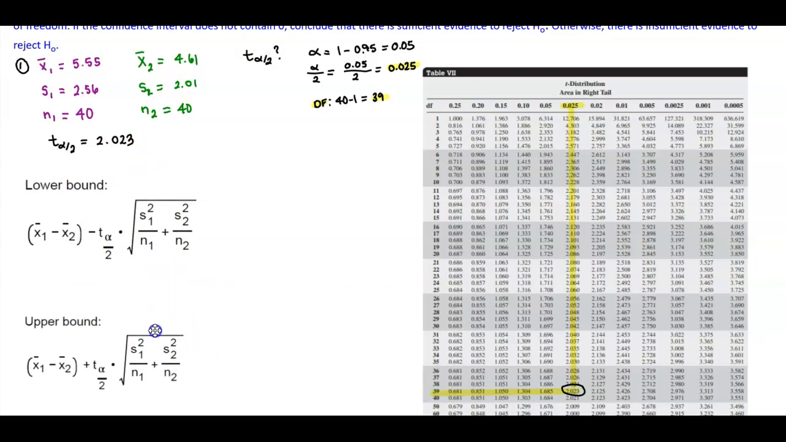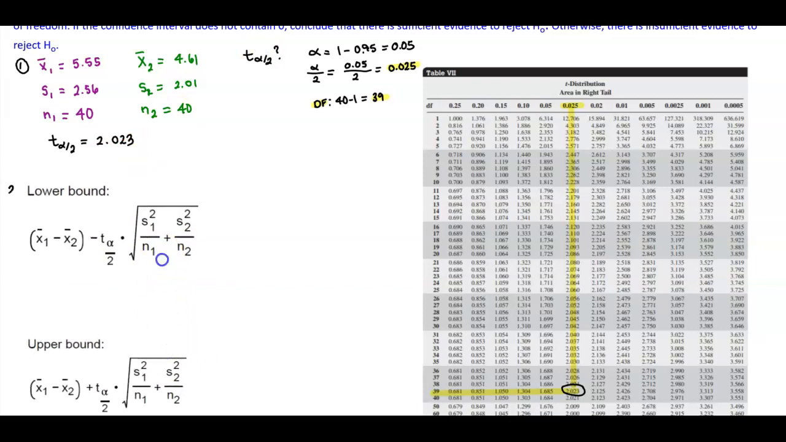Okay, so now what we want to do is determine the lower bound by plugging in that information. So we know that we have 5.55, which is sample mean 1, minus sample mean 2, which is 4.61. And that's going to be minus 2.023 times the square root of the following: 2.56, which is the standard deviation of population 1, squared, divided by 40, plus 2.01 squared divided by 40.